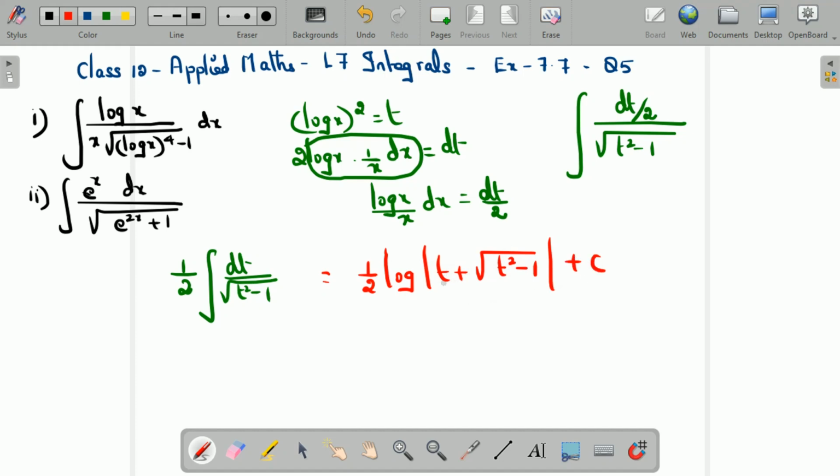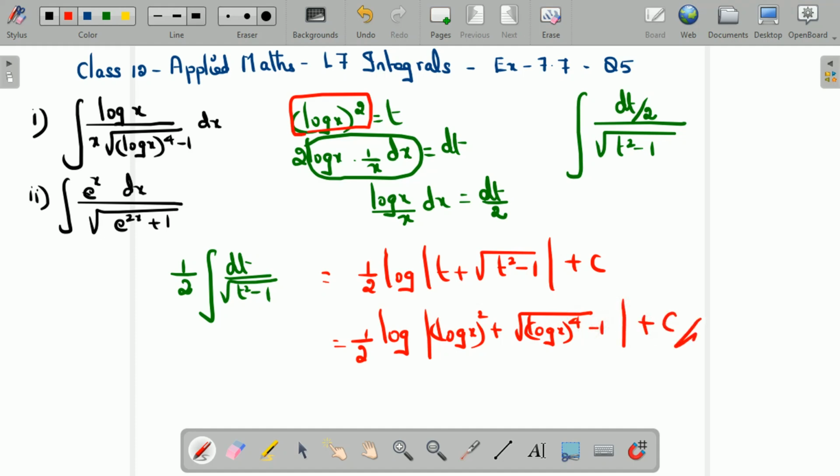Now you can replace the t with what we have substituted. So in this case, it is (log x) squared. So the final answer will be half of log of (log x) squared plus root of, now t squared is (log x)^4, so (log x)^4 minus 1, plus c.